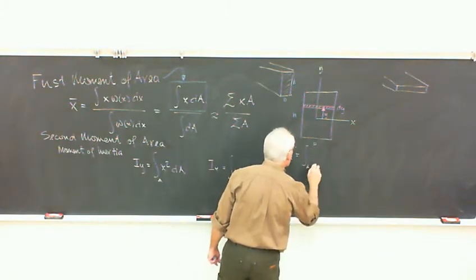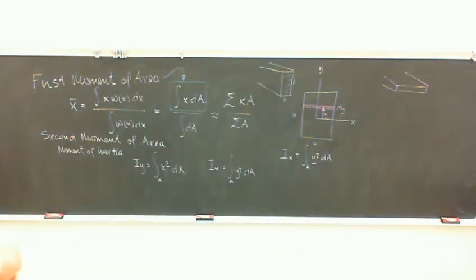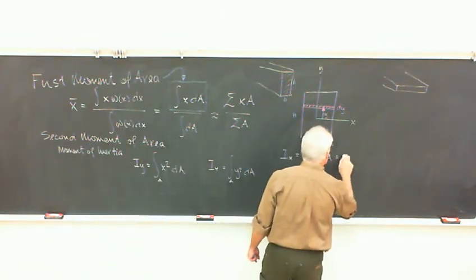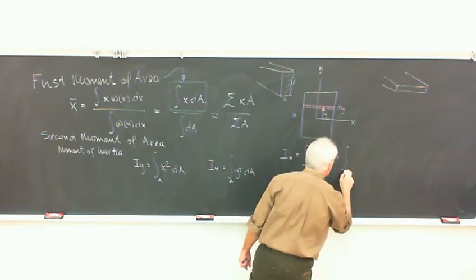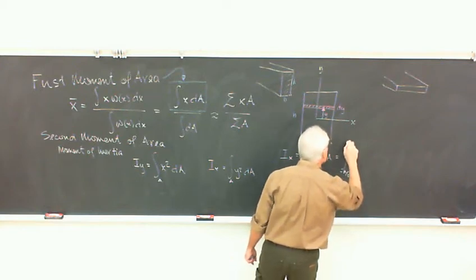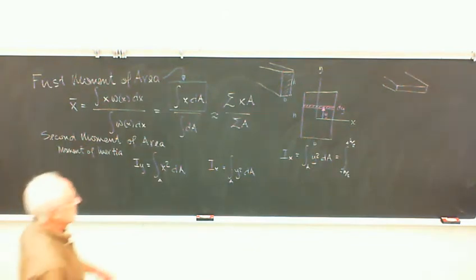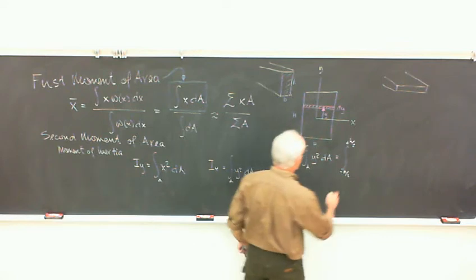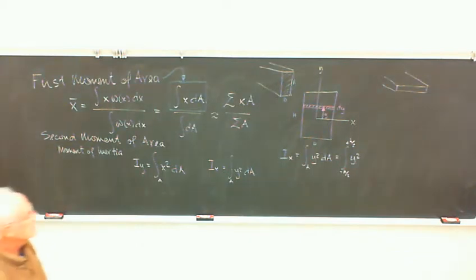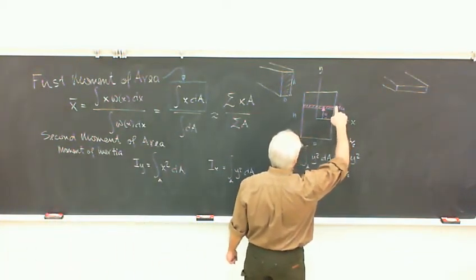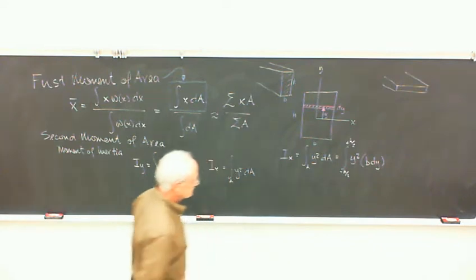So we'll integrate over the area y squared dA, just to run through it once. We're integrating from 0 to h over 2, actually from minus h over 2 to plus h over 2, so we have to do the whole beam in the y direction. That's from down here, integrating all the way to up there, y squared. And then dA, the area of that little elemental strip, is b dy. That sound about right?